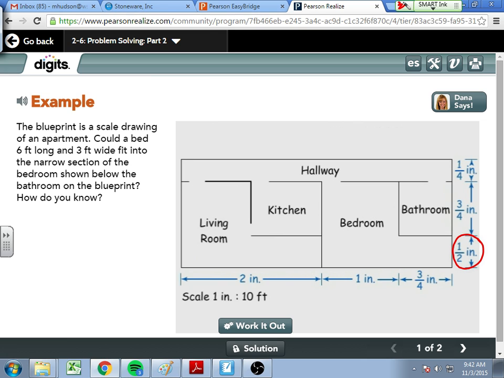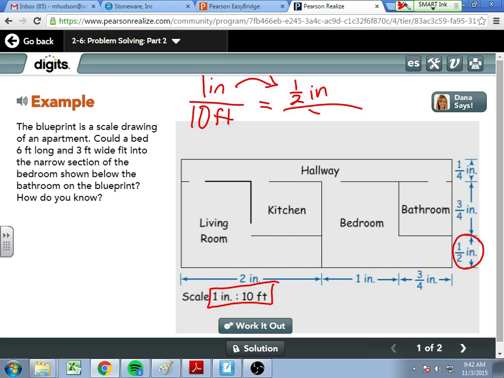As Karina pretty much just told us, if we know that 1 inch is 10 feet, well, then half an inch, I don't even really need to solve this if my number sense is turned on in my brain, because half an inch is just half of 1, so our length will just be half of that. So this down here is actually 5 feet. We already knew that this was actually 7.5 feet. So will that bed fit?